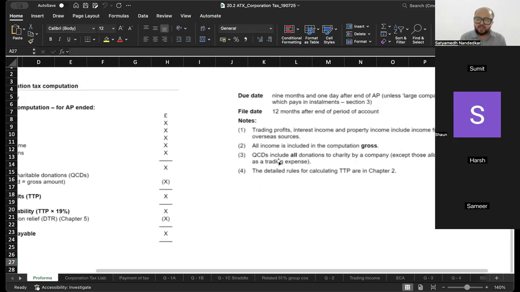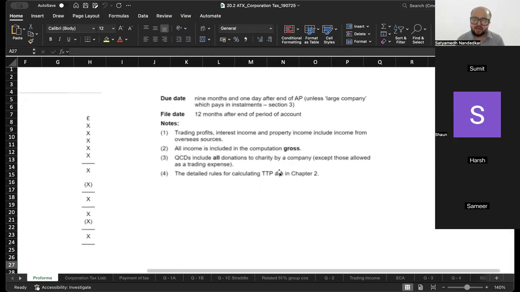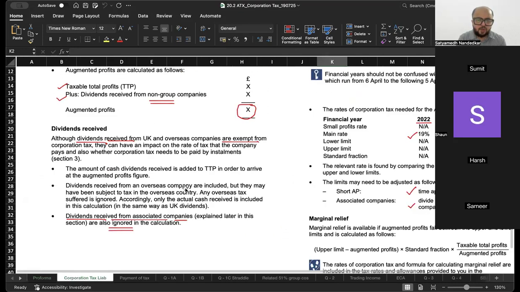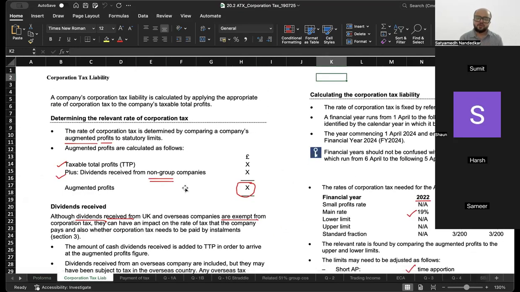The due date for filing the return is 9 months and 1 day after the end of the accounting period, unless you are a large company, in which case you will pay in installments. And the date for filing the return is 12 months after the end of the period of account. How is your corp tax liability calculated? First of all, you need to calculate the augmented profit. Augmented profit is TTP plus dividend received from non-group companies. That gives you your augmented profit.